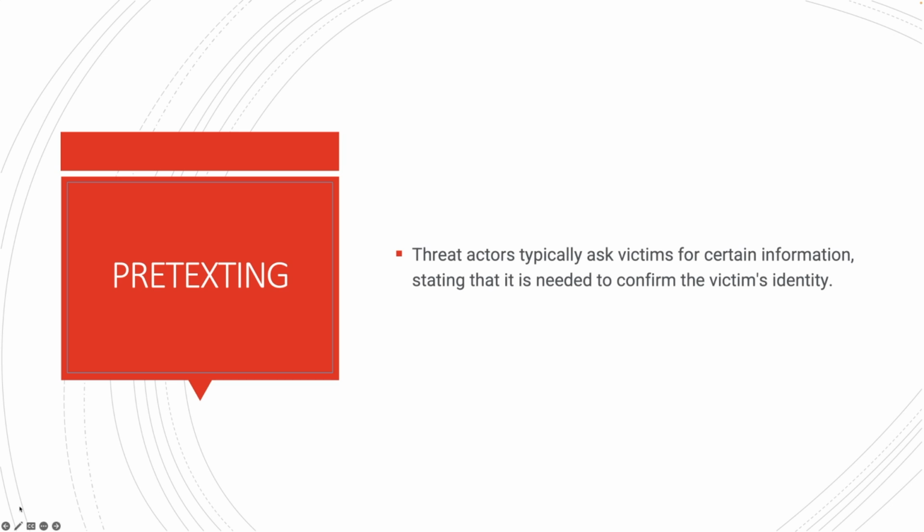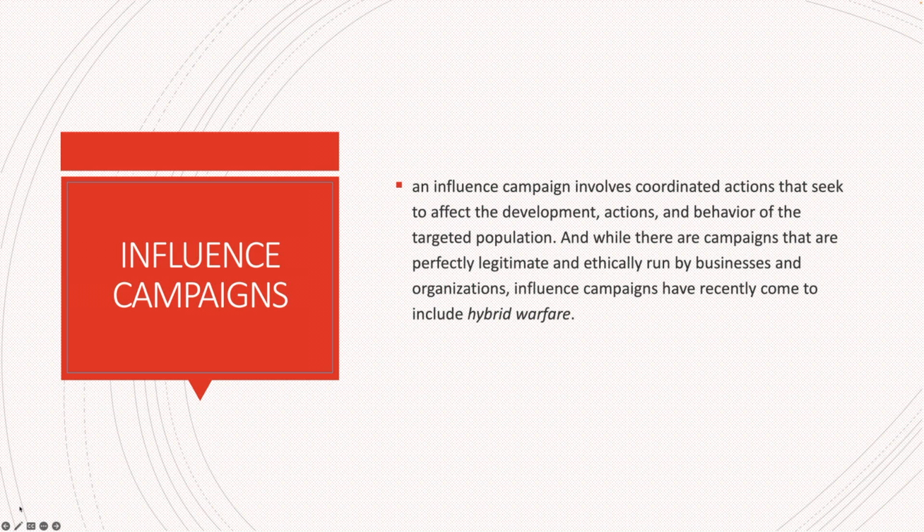Pretexting. Threat actors typically ask victims for certain information, stating that it is needed to confirm the victim's identity. Influence campaigns. An influence campaign involves coordinated actions that seek to affect the development, actions, and behaviors of the targeted population. And while there are many campaigns that are perfectly legitimate and ethically run by businesses and organizations, influence campaigns have recently come to include hybrid warfare.